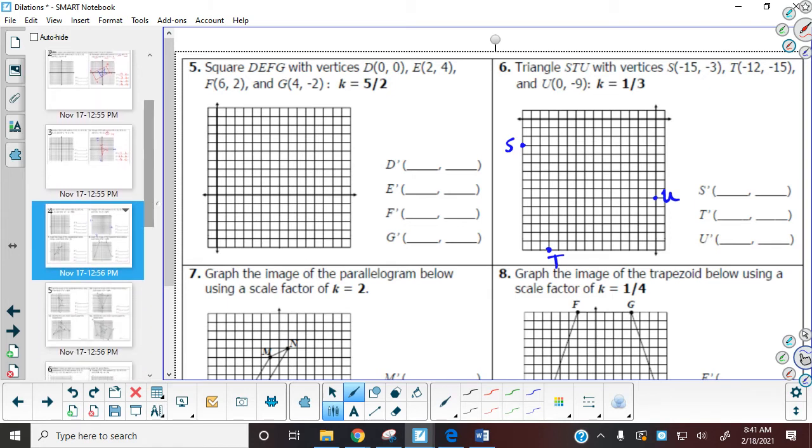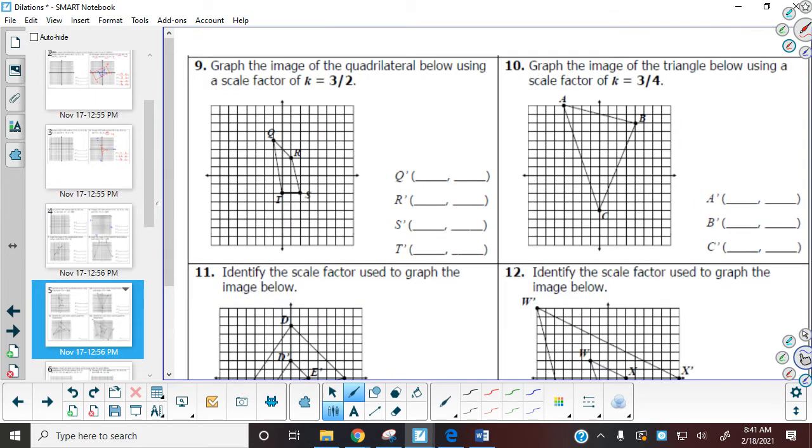Now the only ones that are a little bit different are when you have a graph already given to you. You don't have the coordinates. So here's the deal, guys. All you have to do is read the coordinates off the graph. So for example, I'm going to take a look at number 10 here.